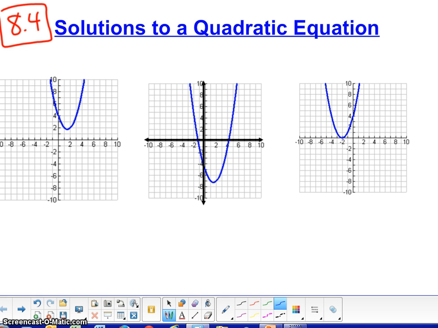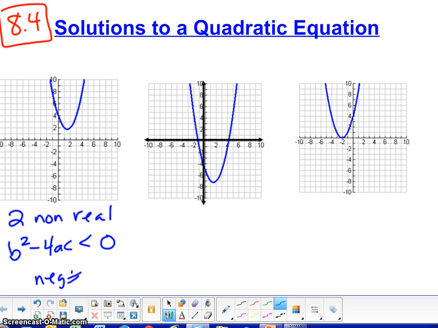First of all, if your graph does not go through the x-axis at all, there are going to be two non-real answers, meaning imaginary. So b squared minus 4ac is going to be less than 0, and you're going to get a negative number on the inside of the radical.